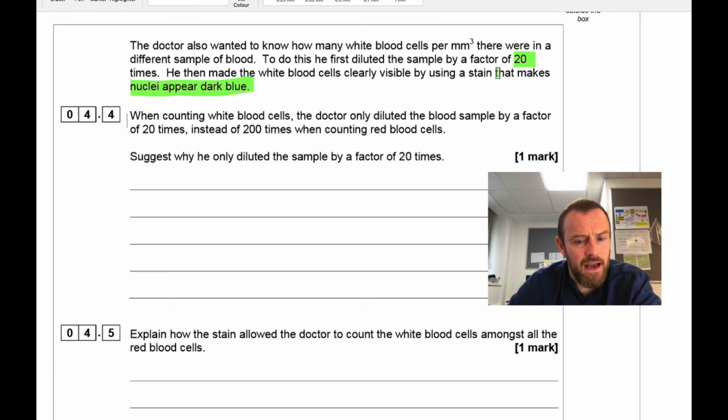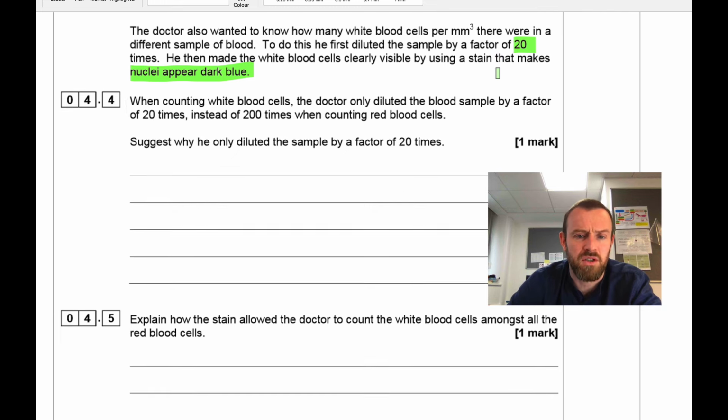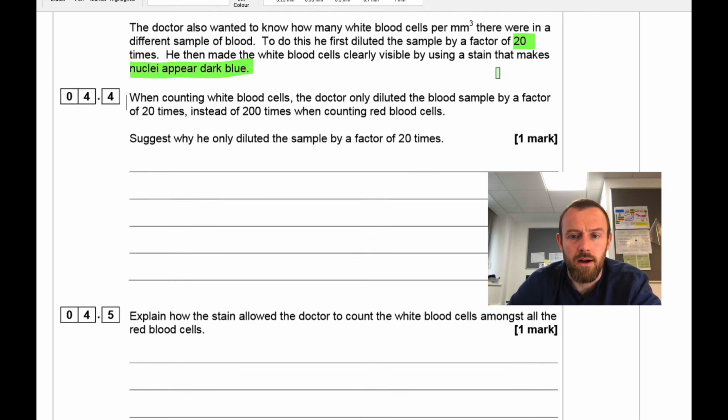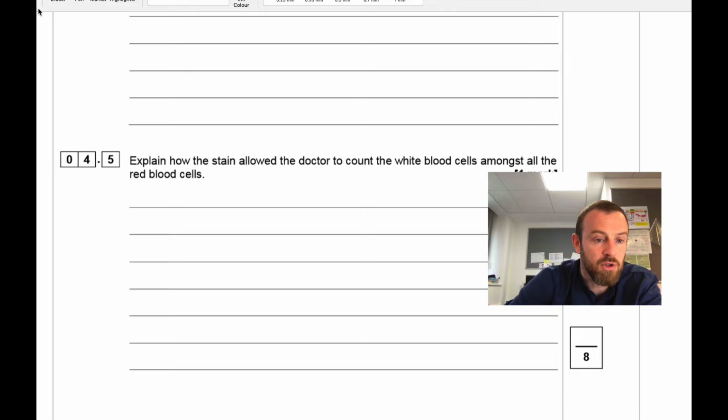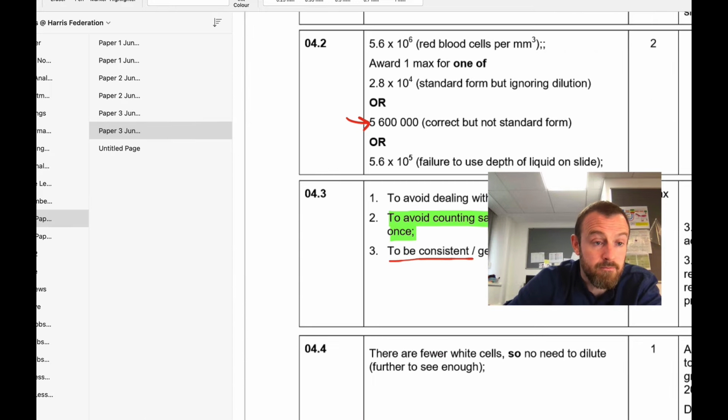Explain how the stain allowed the doctor to count the white blood cells amongst all the red blood cells. That's a strange one. I think this is just a mark for saying that red blood cells do not have a nucleus. Because the stain binds to the nucleus, and red blood cells do not have a nucleus, therefore he could easily distinguish which ones were the white blood cells and which ones were the red blood cells. Yeah, let's just double check the mark scheme for those two bits.